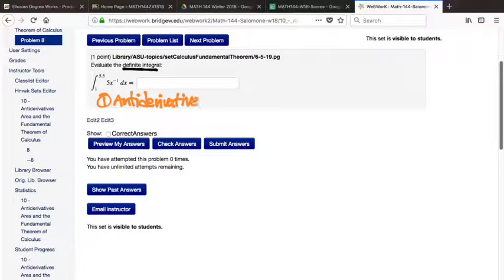You plug in 5.5 and 1 separately, and then you subtract them. Great. Evaluate it at 5.5, evaluate it at 1, and then subtract the results.